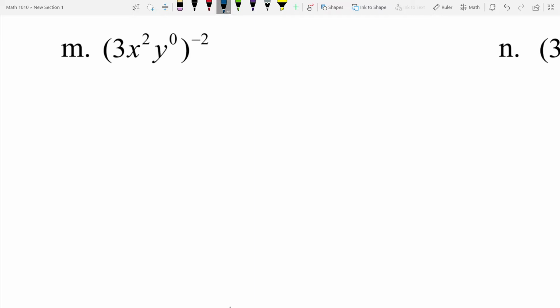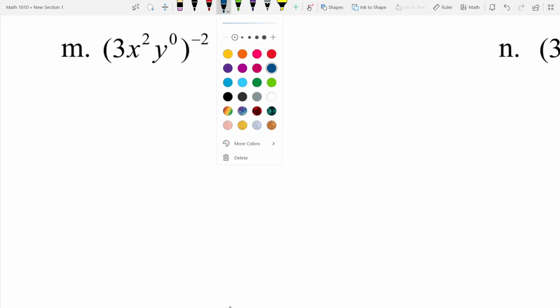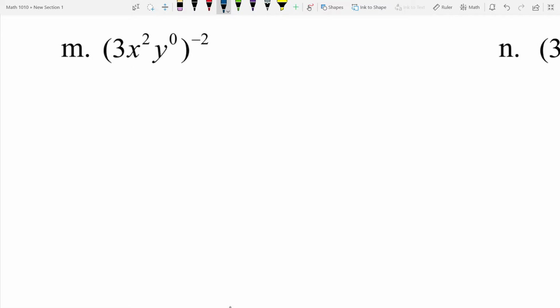So look, everybody listen to this, okay? Y to the 0 is a 1. If I'm multiplying the 1 by 3x squared, does that change the 3x squared? No. So you can literally just say that's gone, because 1 times 3x squared is 3x squared, okay? Everybody put a 1 right here.